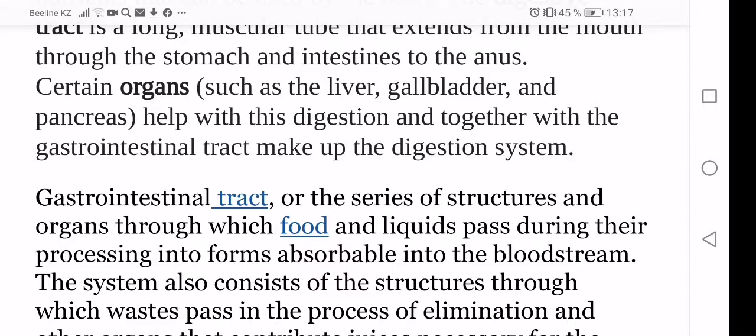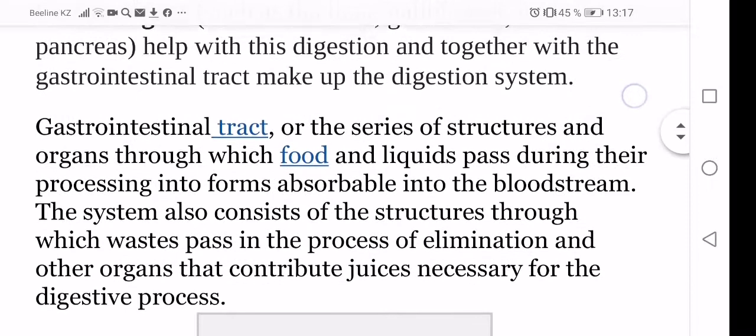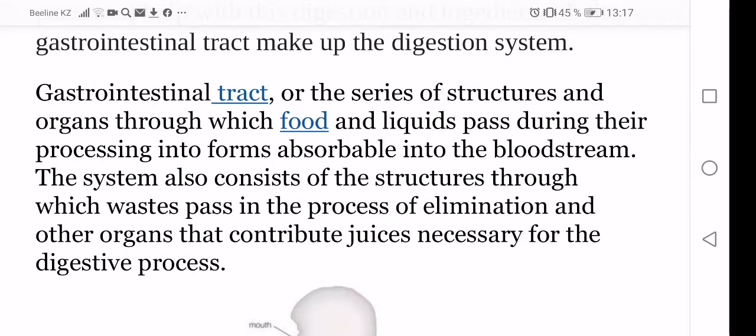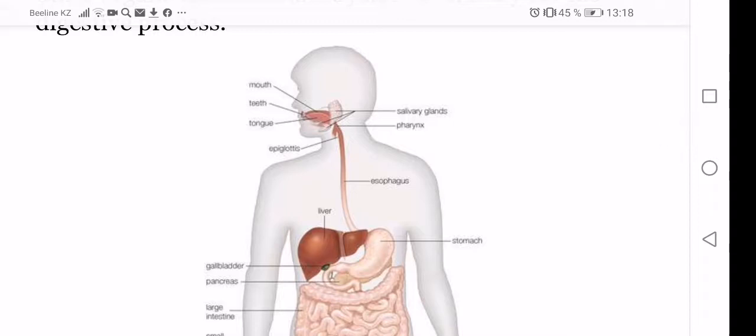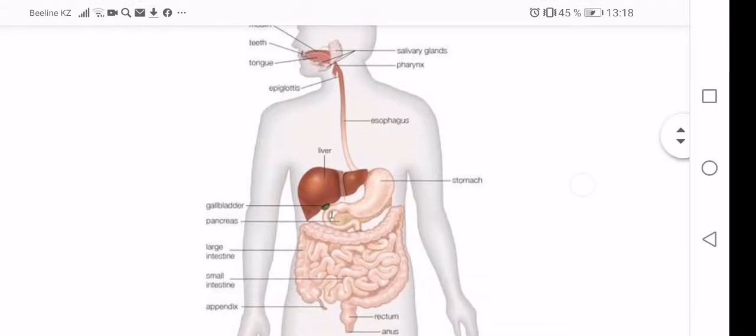Gastrointestinal tract, or the series of structures and organs through which food and liquids pass during their processing into forms absorbable into the bloodstream. The system also consists of the structures through which wastes pass in the process of elimination, and other organs that contribute juices necessary for the digestive processes. Look at this picture, the structure of the gastrointestinal tract and digestive system also.